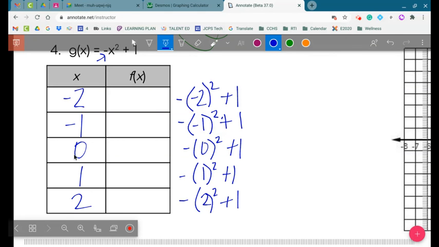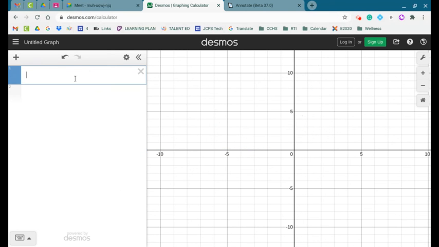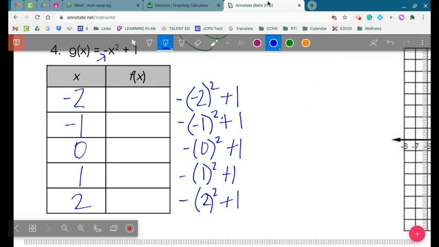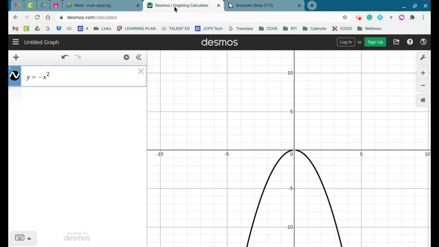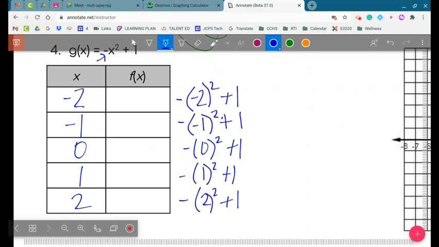Okay, then I'm going to show you how to plug this into Desmos. So if you hit y equals negative x, and then caret square, press your arrow to bring it back down, and then plus 1. This is what the graph would look like, and if you get your points, we're going to have negative 3, 0, 1, 0, negative 3.